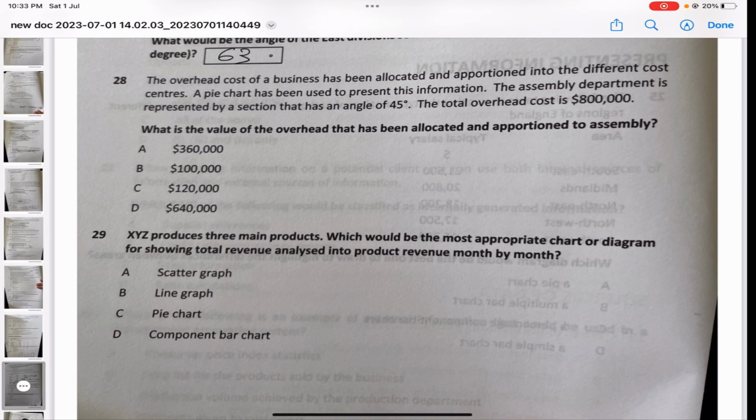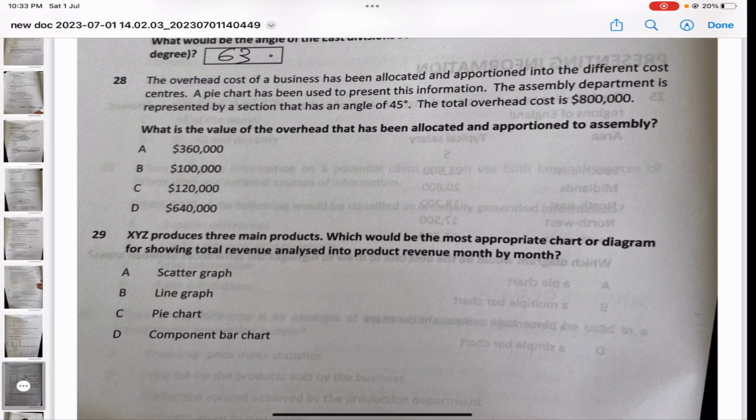The overhead cost of a business has been allocated and apportioned into the different cost centers. A pie chart has been used to present this information. The assembly department is represented by a section that has an angle of 45 degrees. The total overhead cost is 800. What is the value of the overhead that has been allocated and apportioned to assembly? Okay, so the assembly department is represented by this. The total overhead cost is this.